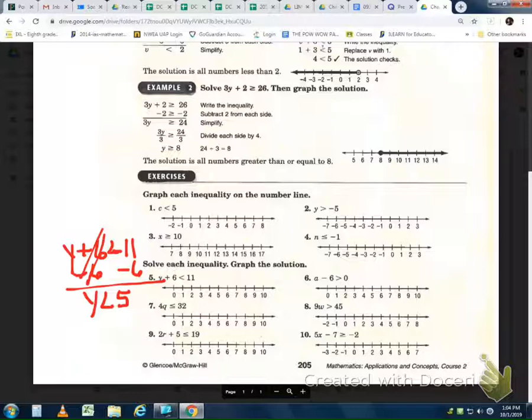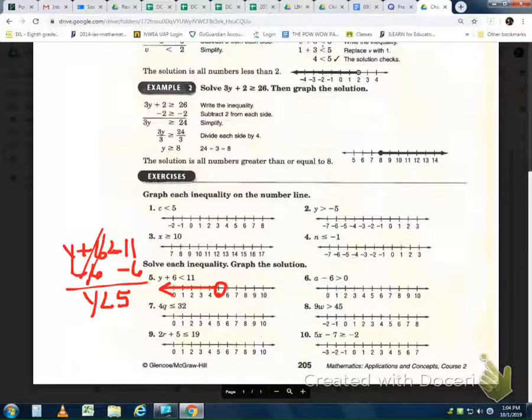I'm going to go to my number line. If it's less than, is it open or closed? Irene? Open. And which way am I shading? It says y less than 5, right? It's pointing to the left, so you shade left.